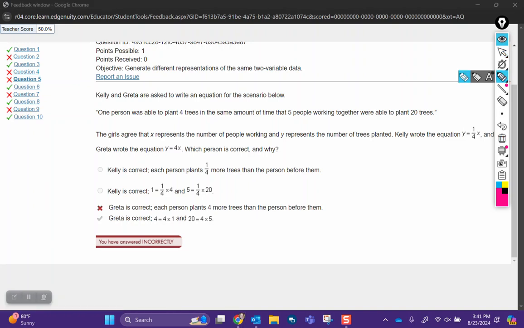Kelly and Greta are asked to write an equation for the scenario below. One person is able to plant 4 trees in the same amount of time that 5 people working together were able to plant 20 trees. The girls agree that X represents the number of people working, Y represents the number of trees planted. Kelly writes the equation y equals 1/4 x, and Greta writes the equation y equals 4x. X is what again? Number of people working.